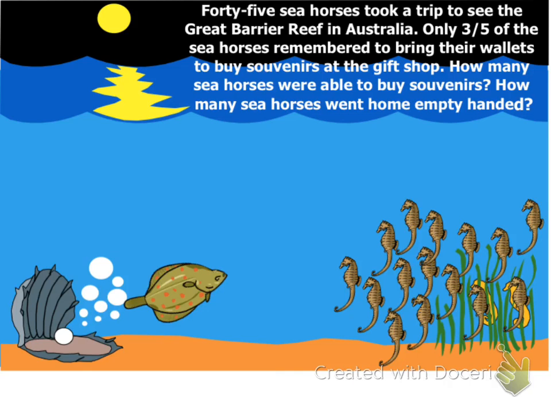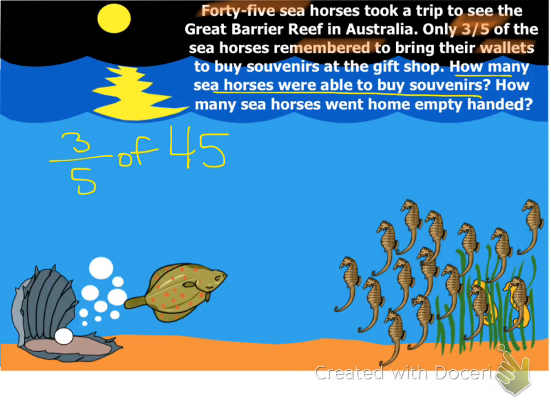We know that there are a total of 45 seahorses. We know that only 3/5 remembered to bring their wallets. So I'm going to write down what we know over here. 3/5 of the 45 remembered their wallets, which means they can probably buy something. So the first question, how many seahorses were able to buy souvenirs? So that would be the answer to this, 3/5 of 45.